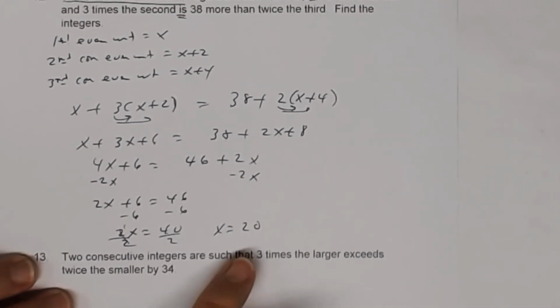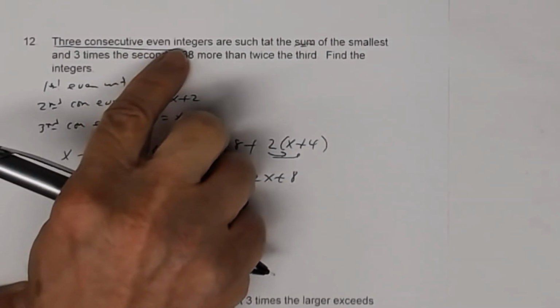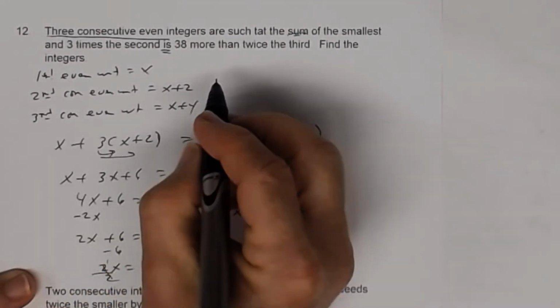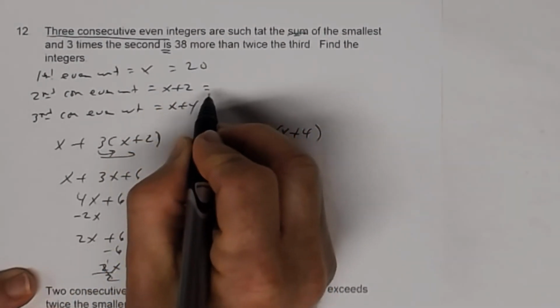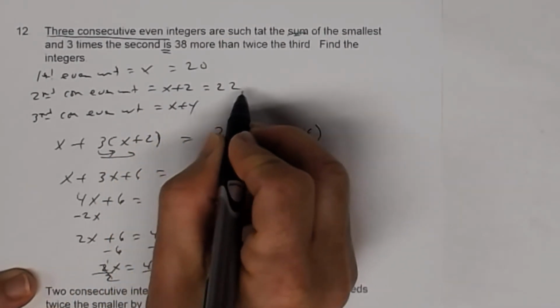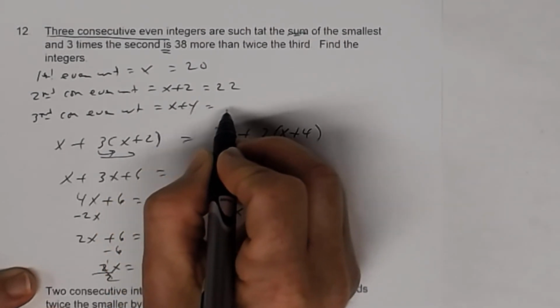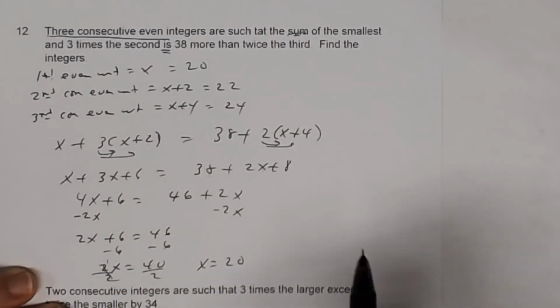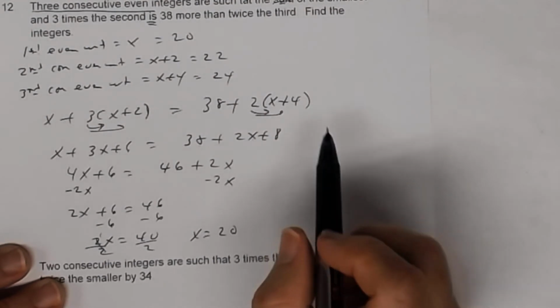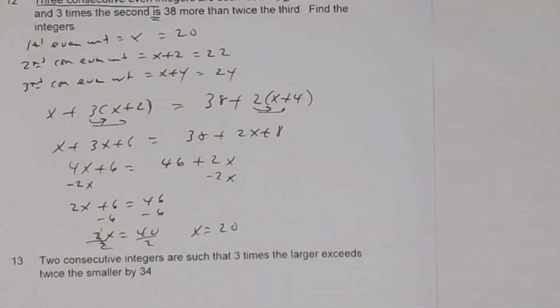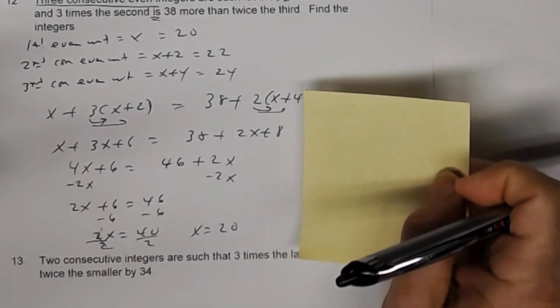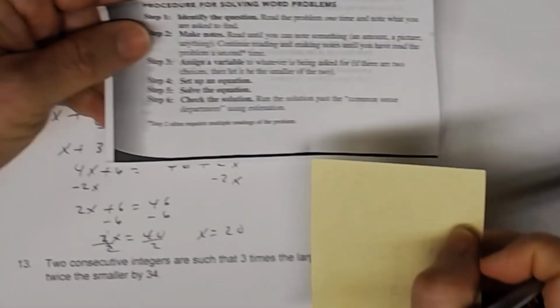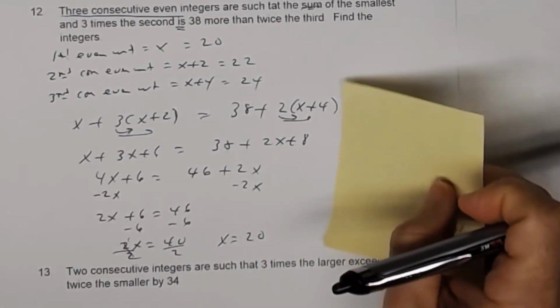All right, so far it makes sense because I am getting an even integer. So my first is 20. My second is 20 plus 2, which is 22. And my third is 20 plus 4, which is 24. All right, so let's see if what I have actually makes sense. That's step number 6. So this is what you're told.